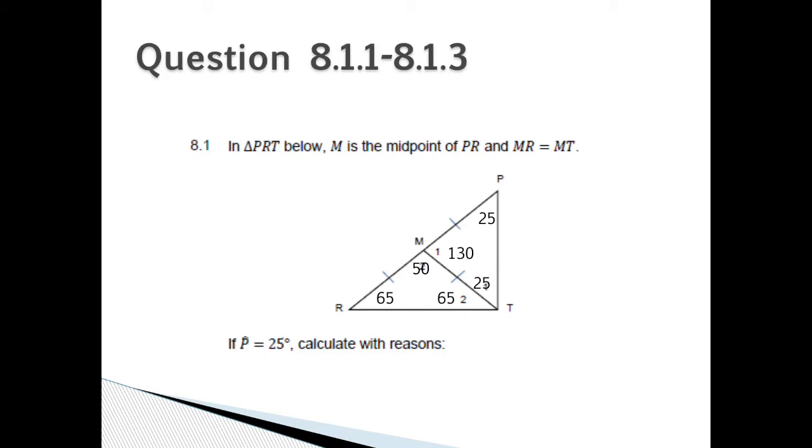We therefore know that the sum of a triangle is equal to 180 degrees, so you can work out M1, which is 130. If M1 is equal to 130, then M2 is equal to 50 because we have a straight line. Alternatively, you could say the exterior angle, which is P and T1 added together, equals M2. So 25 plus 25 is 50.